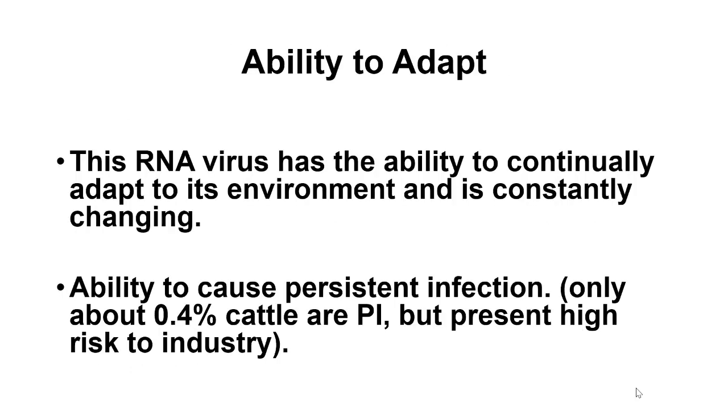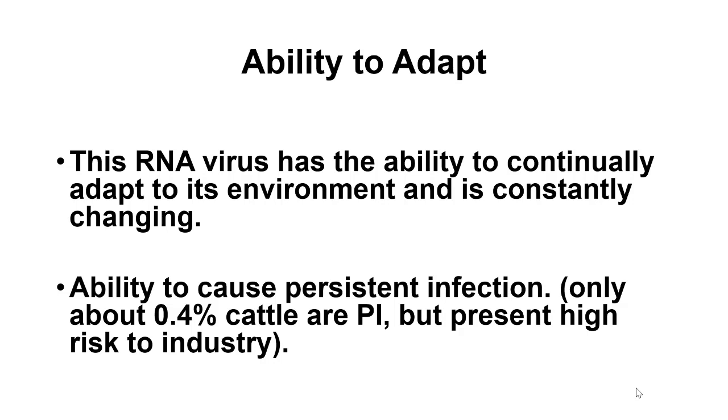Okay. The other thing about this virus is it has the ability to continually adapt to its environment, and it's constantly changing. This virus is constantly altering itself. The way it lives in the environment, it has to live in an animal and stay there sufficiently until it can progress to another animal. If we put BVD out on the ground, it's not like Johne's or lepto or some of these other diseases that are going to be there for a long time. BVD will be gone pretty fast. That virus is very susceptible to heat, light, etc. So the way it's kept in nature is in animals, and specifically PI animals.